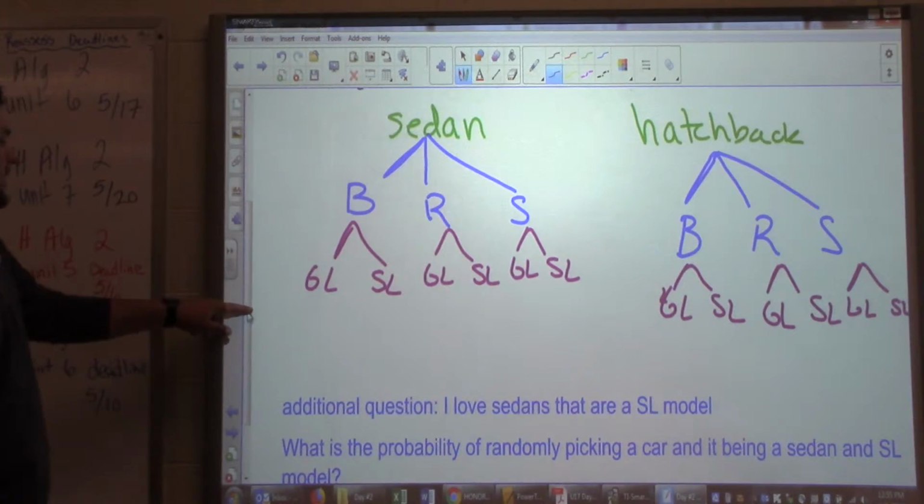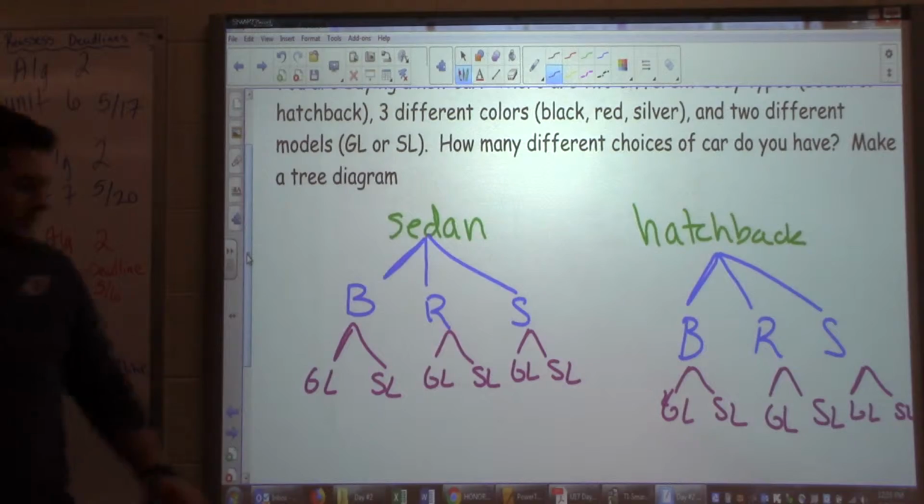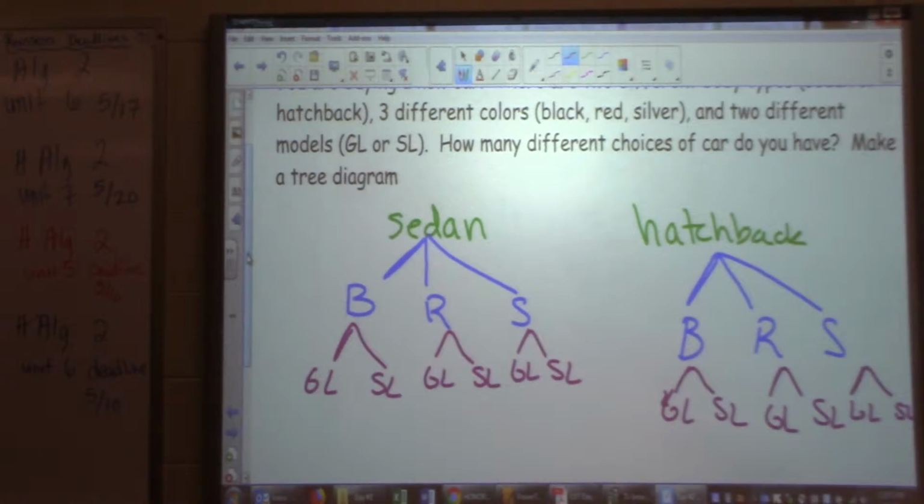All right, now back to the original question. How many different choices of cars do you have? I drew my tree diagram. How does that help me? How do I figure out how many different choices I have?